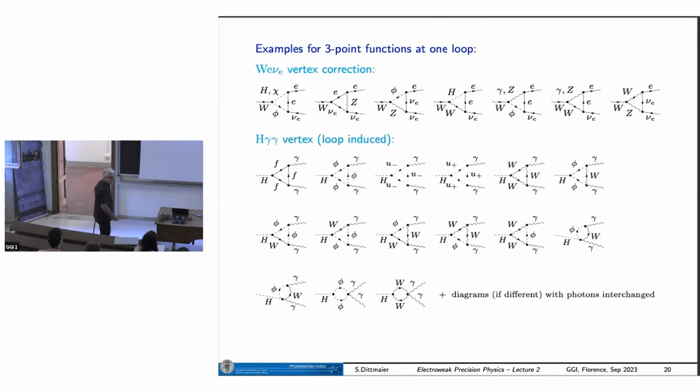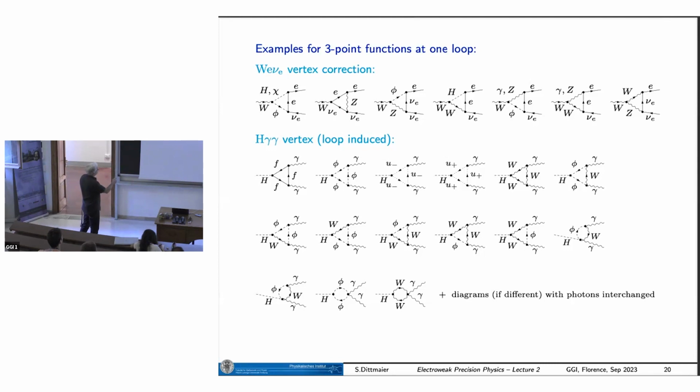Okay, let's go from 2-point to 3-point functions. You get even more diagrams. For example, here we have the coupling of a W boson to an electron neutrino at the end. So you can, for example, read these diagrams from left to right. Then you have the decay of a W boson into an electron neutrino pair. And you see it's just plenty of diagrams you have to calculate.